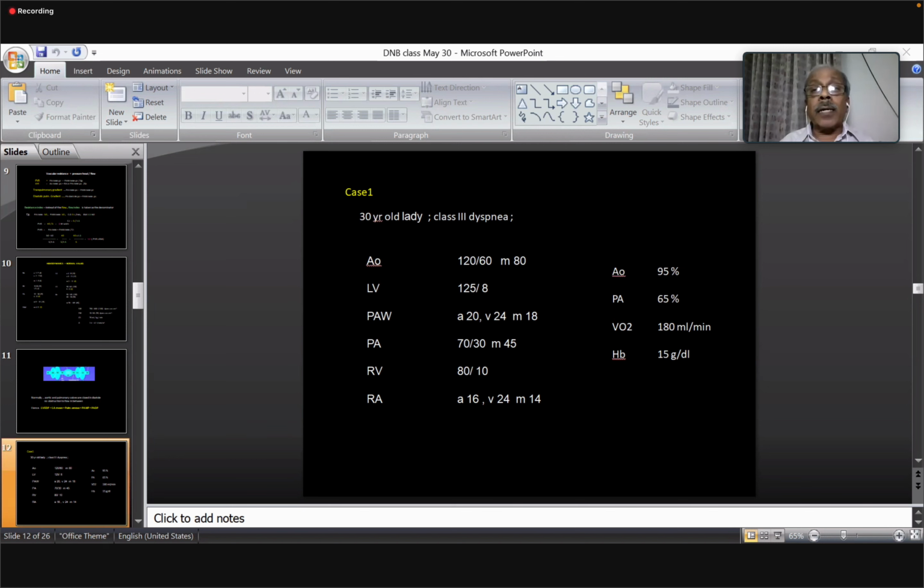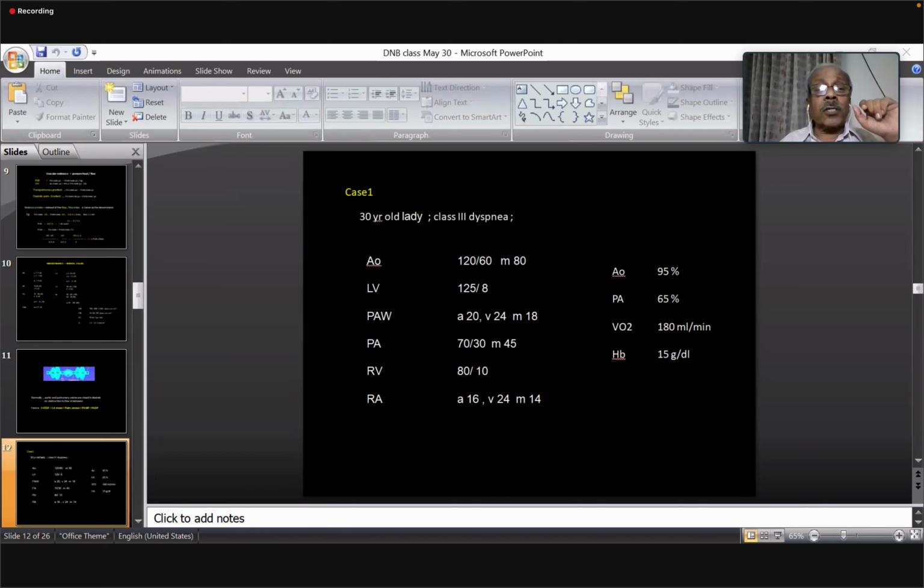and a mean gradient of 27 millimeters of mercury. So you find that there is a transpulmonary gradient of 27 millimeters and a diastolic gradient of 12 millimeters. Is it clear? Okay. Now coming to the RV, 80 by 10.